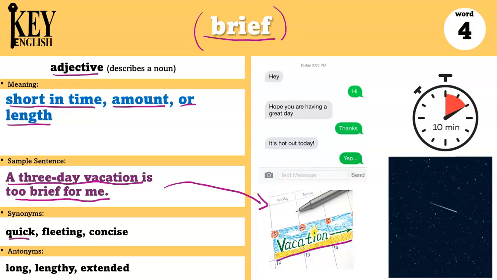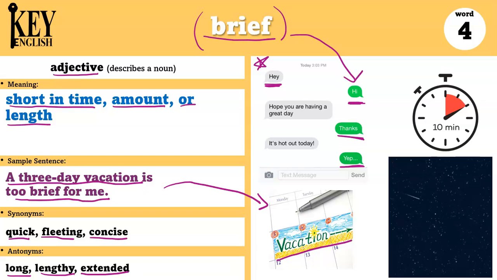Some synonyms are quick, fleeting, and concise. Antonyms are long, lengthy, and extended. These messages here are an example of brief because one person started the conversation and the other person is answering, but their answers are very short. They only say one word like hi, thanks, or yep. So I can say, he sent a brief message. Or his reply was very brief.